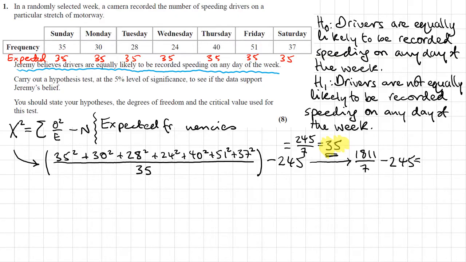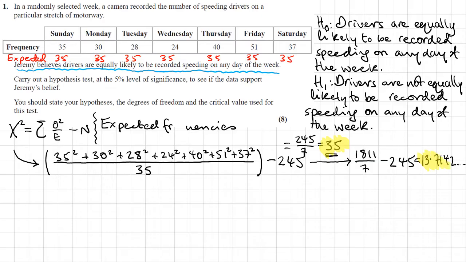And that will give us 1811 over 7 for the bit in brackets, minus 245, that's 96 over 7, which gives us 13.7142 and so on. Okay, so there's my test statistic.